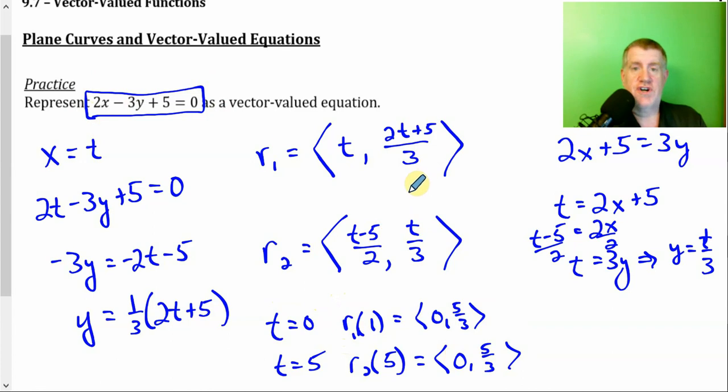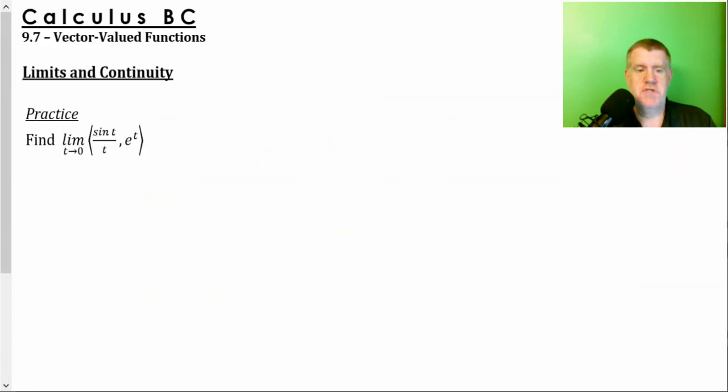Both of these answers are correct though, and like I said, there's an infinite number of answers. You can substitute t for anything and just solve for x and y. Okay? So these are both good, and whichever one you like, that's up to you. With vector valued equations, all the things we do in calc are really pretty much exactly the same.